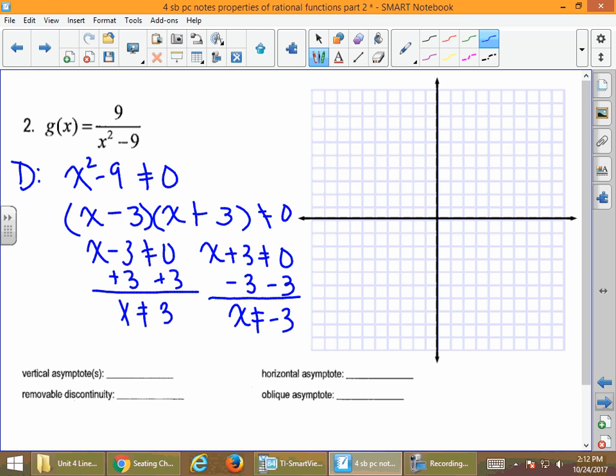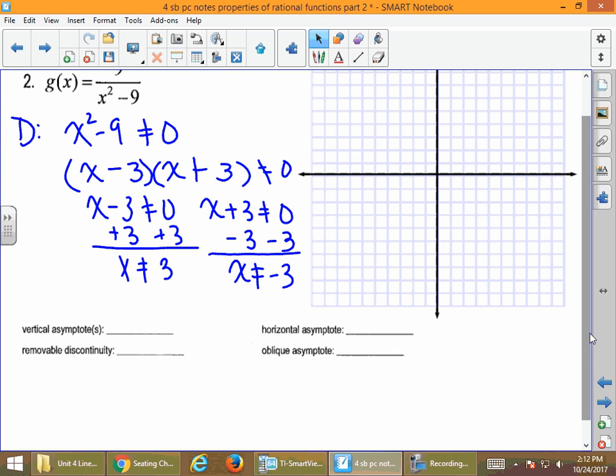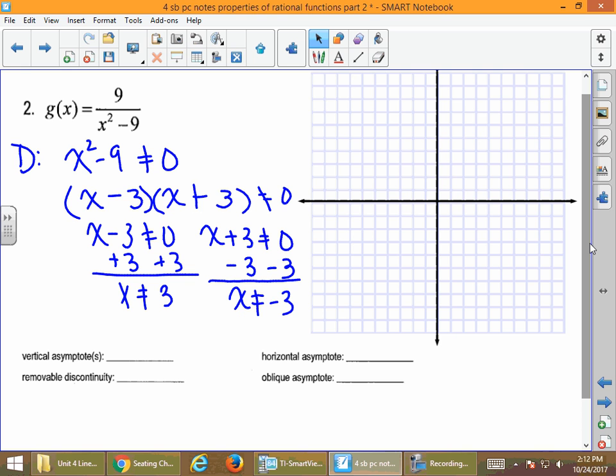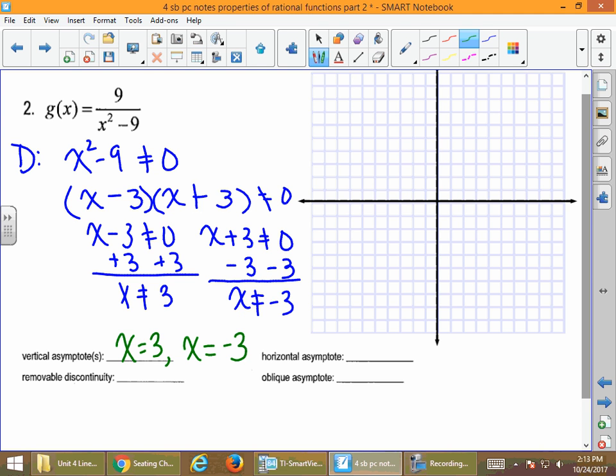Domain comes from the denominator. That's an easy way to help you remember, because domain starts with d and denominator starts with d. We are not able to cancel anything out in this problem. So our vertical asymptotes are x equals 3 and x equals negative 3. We didn't cancel anything out. So the domain and the vertical asymptotes go together.